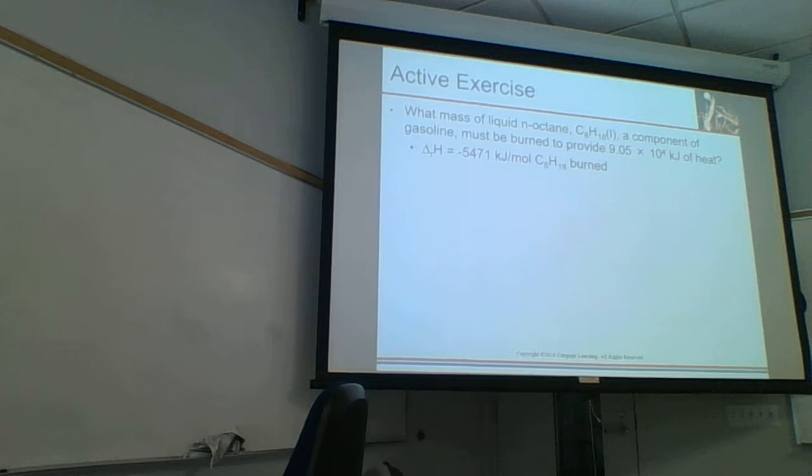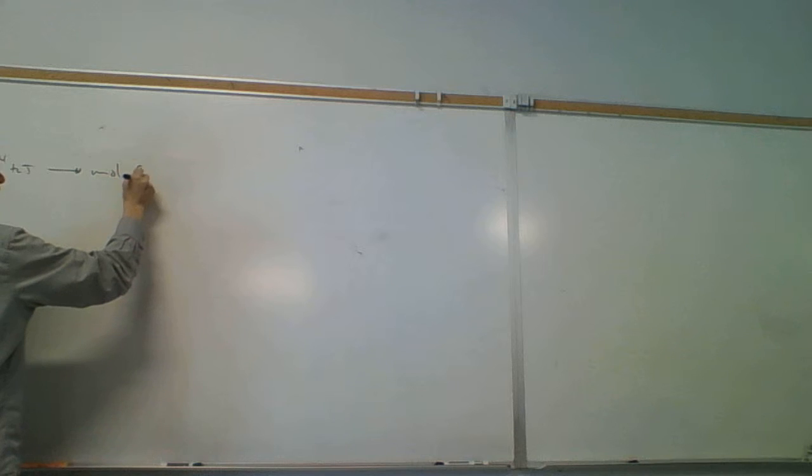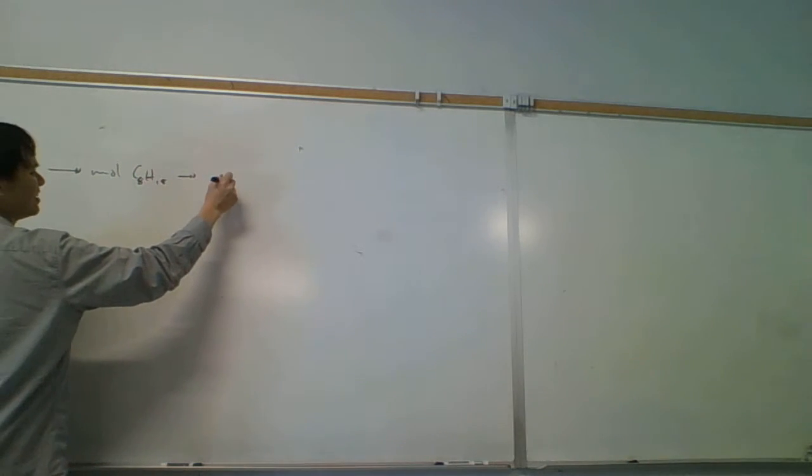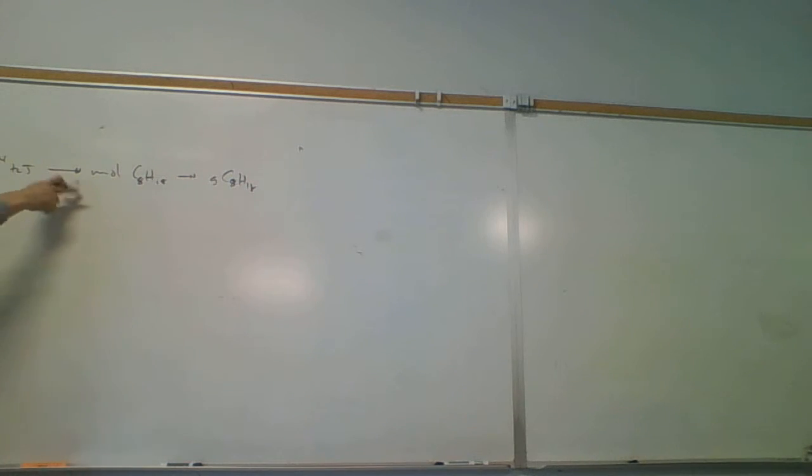So what they want is what mass of liquid octane. All right, so what we're going to do is go from kilojoules here. We've got 9.05 times 10 to the 4th kilojoules. We can go straight to moles of octane, and then from moles of octane, we'll go to grams of octane. To get to kilojoules per mole, we'll need the delta H. And so I'll do 9.05 times 10 to the 4 kilojoules worth of energy.